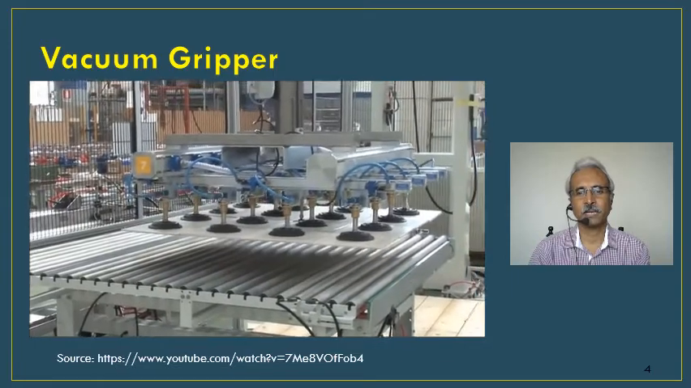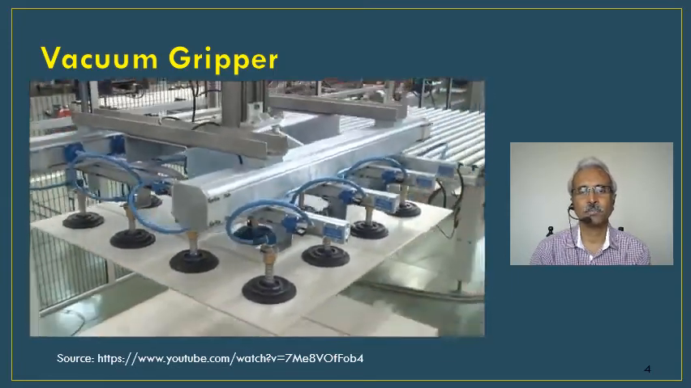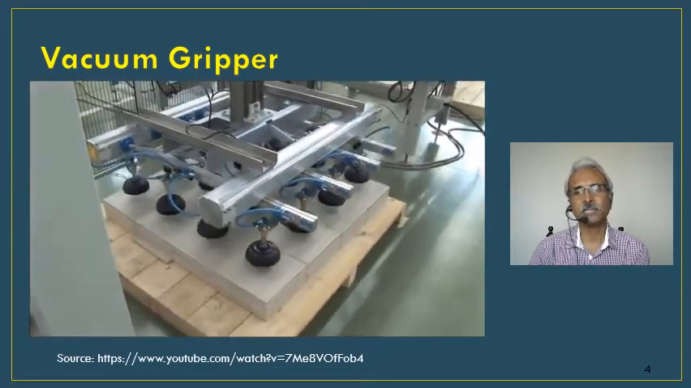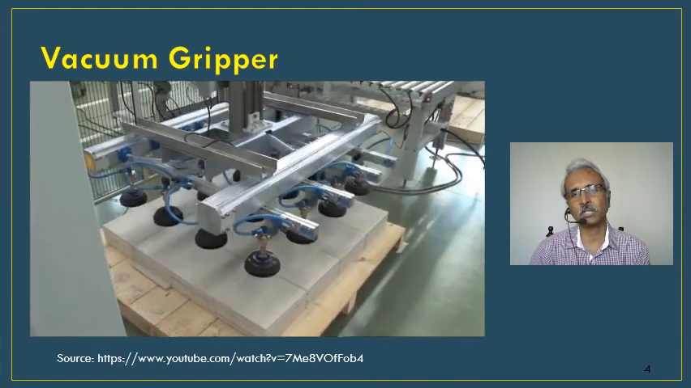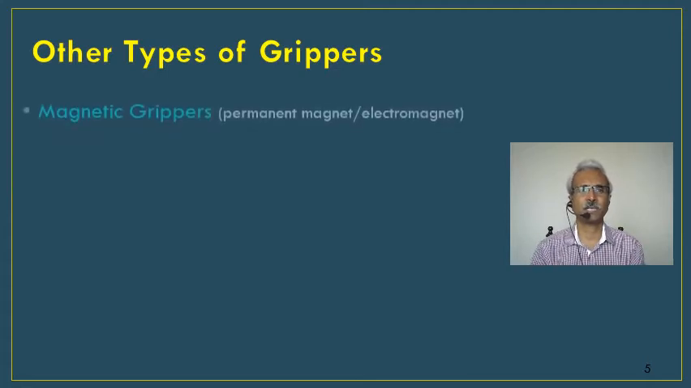You can see that the tiles have come on the conveyor. There are multiple grippers there. They take them, and simultaneously one batch of tiles is picked and kept onto the packaging or the output conveyor. First you can see there is a carton where it is being kept. So this is the function of a vacuum gripper. Now, other types of grippers, right? We'll see what the other types are.